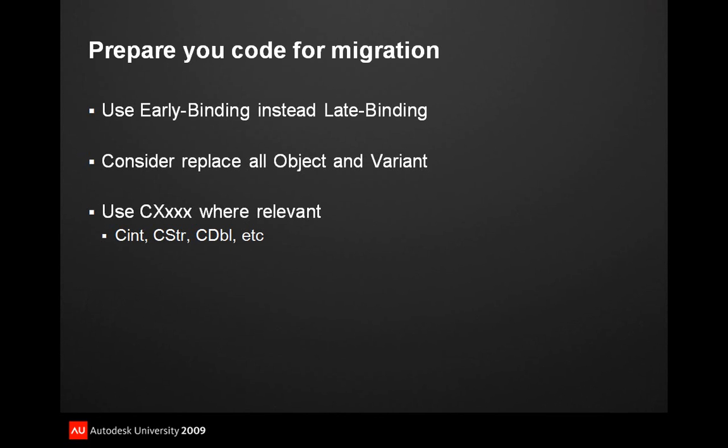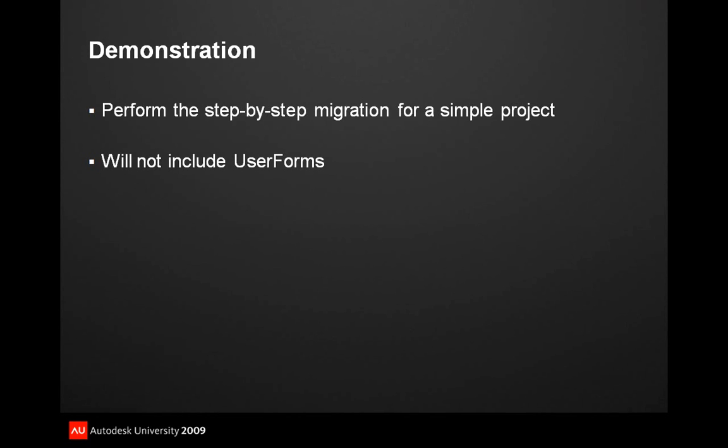So to prepare our code for migration, we should use early binding instead of late binding. To do so, we should consider replacing all Object variables with the actual object type. For example, if we are using Object for integers and doubles, we should replace it with the actual type. Finally, consider using CStr or CDbl for values if applicable. So let's go to a demonstration to perform a step-by-step migration for a simple project. In this demonstration, we will not include user forms, which we'll cover later.